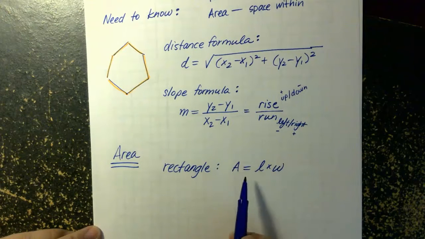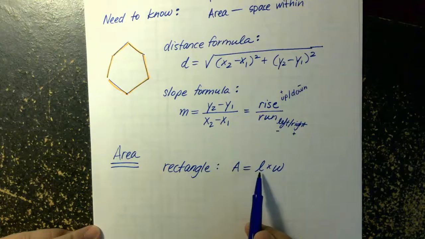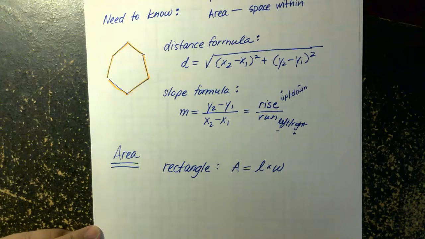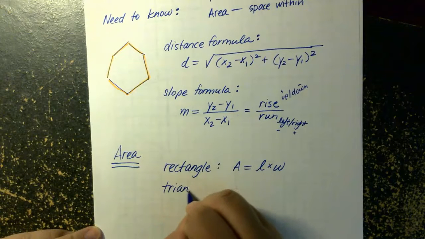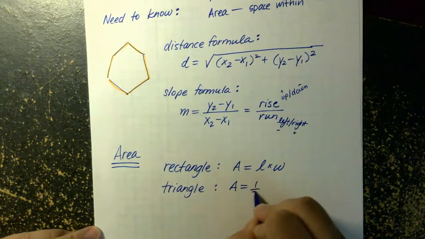A square counts as a rectangle. It's just that the length and the width are the same. So for a square, that would be s squared, is how we usually write it, side squared. But you can still think of it as length times width. Triangle. For a triangle, the area is 1/2 the base times the height.